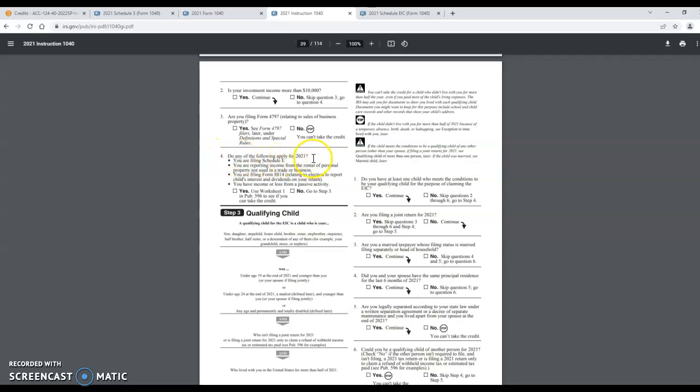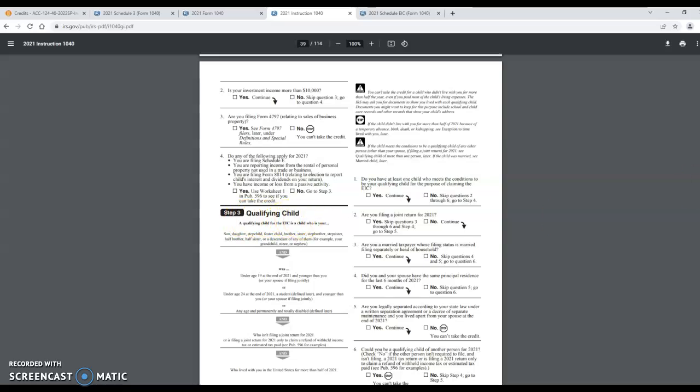Question 4: do any of the following apply for 2021? You're filing Schedule E, which is for rentals. We'll learn about that at the end of the semester. But no, John doesn't own any rental houses. You're reporting income from the rental of personal property? No. You're filing Form 8814? No. You have income or loss from a passive activity? No. So we check no on all of that, go to step 3.